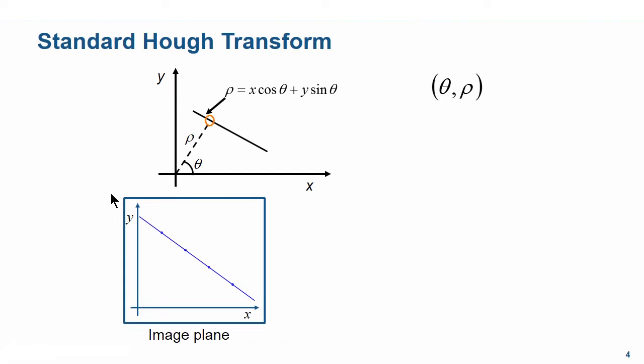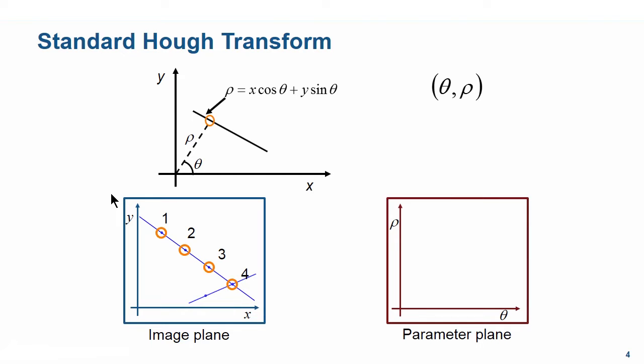For example, suppose that our image consists of a line as shown here. A line is made up of multiple points. Similarly, multiple lines could pass through the same point. When we visualize this in the Hough transform plane, where we have the Hough parameter theta on the x-axis and rho on the y-axis, every point in the image plane is transformed into a sinusoid. This makes sense because many lines may pass through a given point in the image plane, and this translates into a sinusoid in the Hough plane.